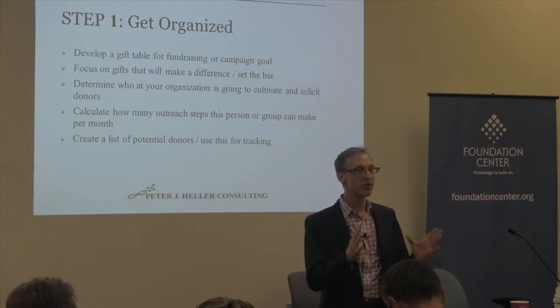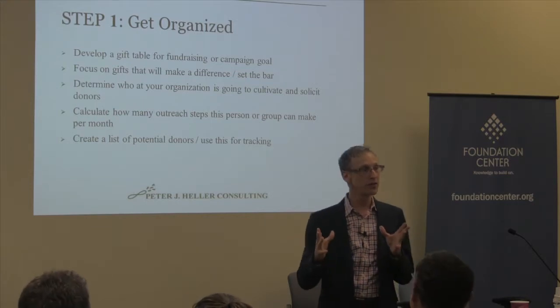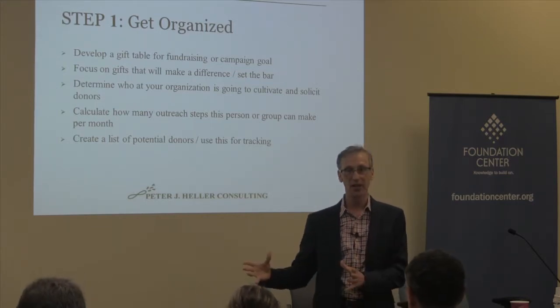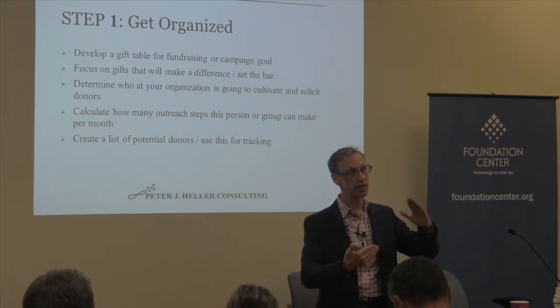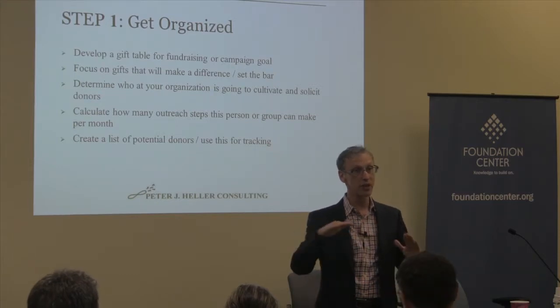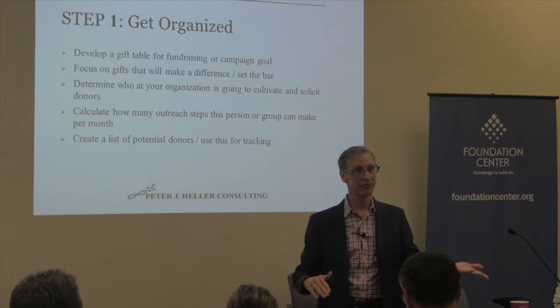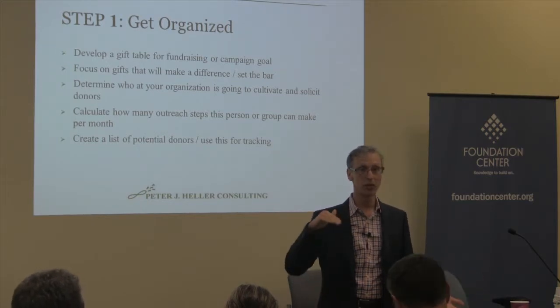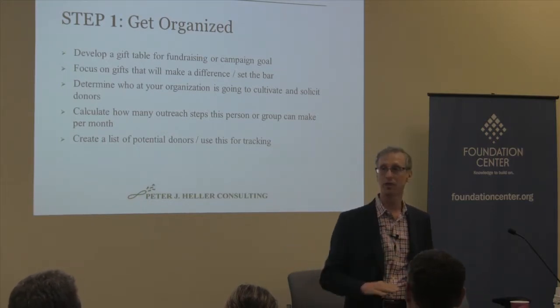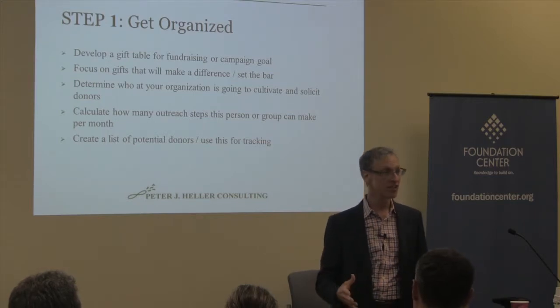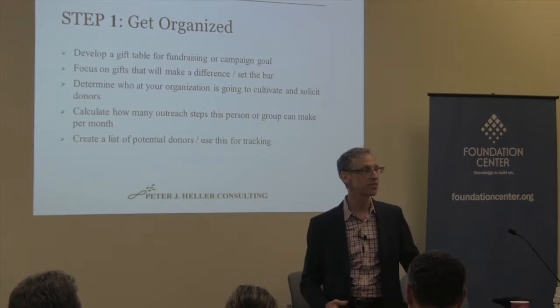You can see very quickly that the number of people that you can meet a month has a big impact on the amount of money. And you want to connect that to the level of gift that you're raising. If you're going and meeting 20 people a month and asking for $100, you're not going to get anywhere. But if you're thinking, okay, I'm only going to meet with people who I think could give at least $1,000, that's very different. That's going to start getting some real money.